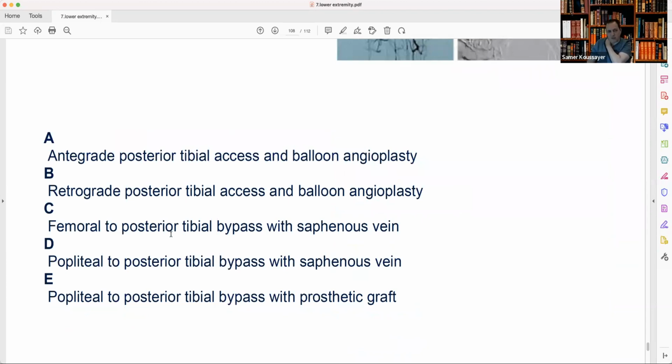Femoral, you don't have to go to femoral because popliteal is patent. So it should be popliteal to posterior tibial. Prosthetic graft only if we don't have a vein, like a small saphenous vein. I mean, prosthetic graft should be the last option. So I think the best option for this one is to just do a bypass on him, okay?